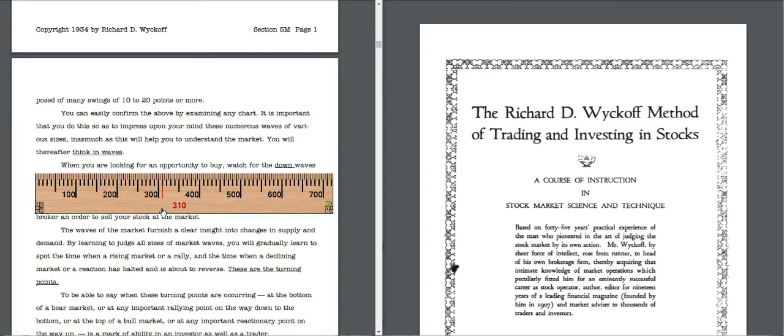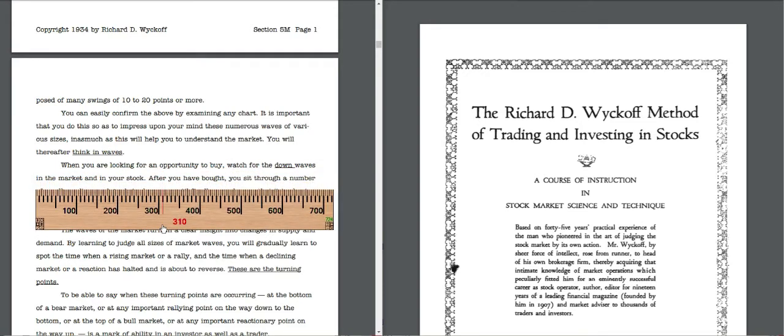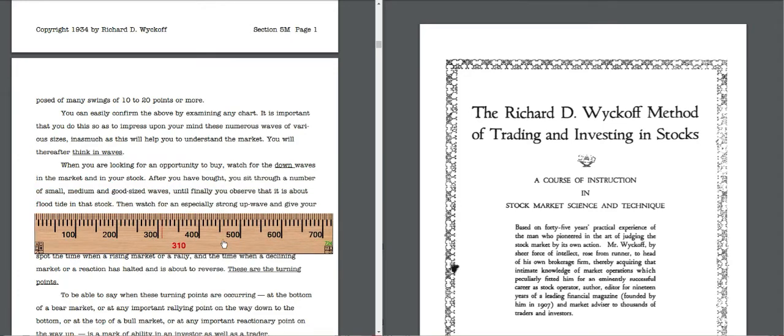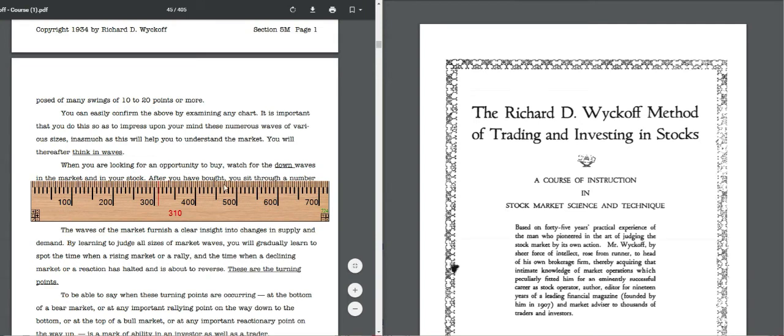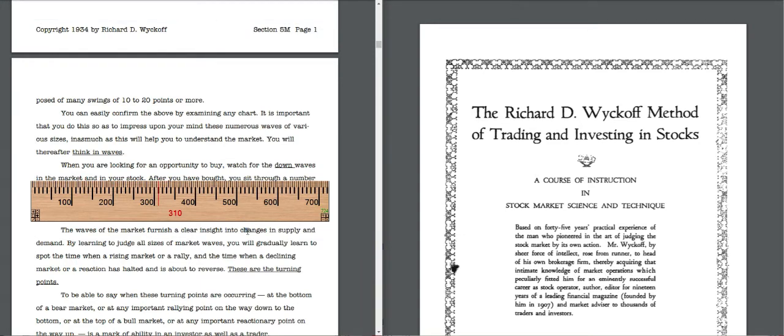When you are trading, looking for an opportunity to buy, watch for the down waves in the market and in your stock. Okay, so it rallies, watching for the down waves. Tick, tick, tick, tick. After you've bought, you sit through a number of small, medium. So what's he saying? When you're looking for opportunity to buy, watch for the down waves, and then he just stops. So watch what on the down waves? Doesn't mention that. Instead, he jumps to after you have bought. Funny. They probably cut it out. It's pretty abrupt.